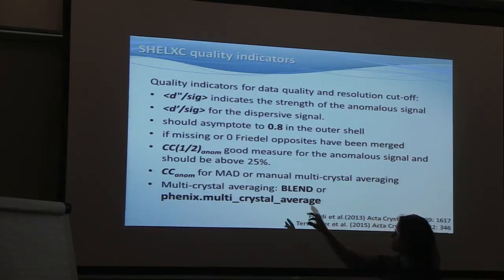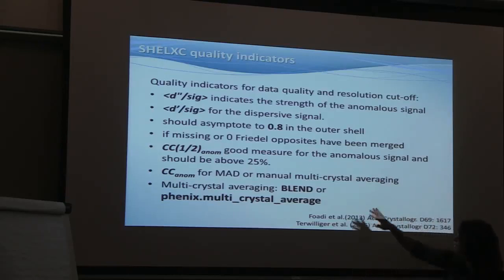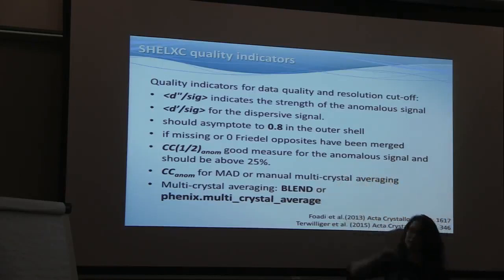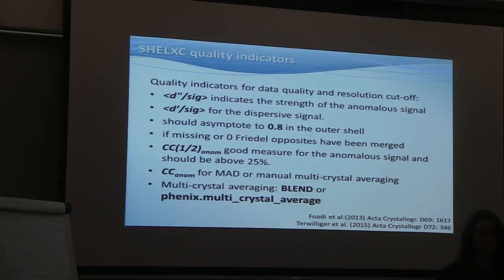A CC half anom is calculating all anomalous differences that are possible, splitting them into 2 pots, and comparing them to each other. Basically the same procedure, but now we're using anomalous differences instead of intensities. And it's a good measure for the anomalous signal besides d double prime over sigma, and should be above 25%. That's about where you can do the resolution cutoff.